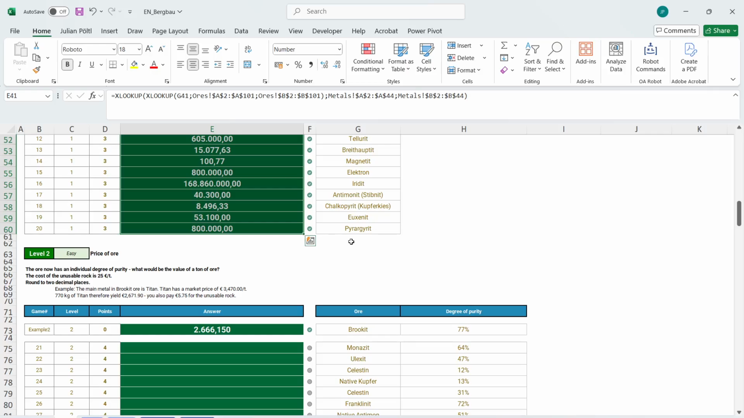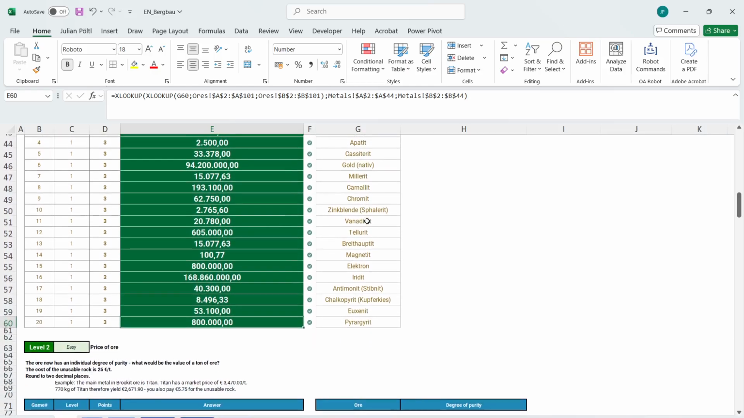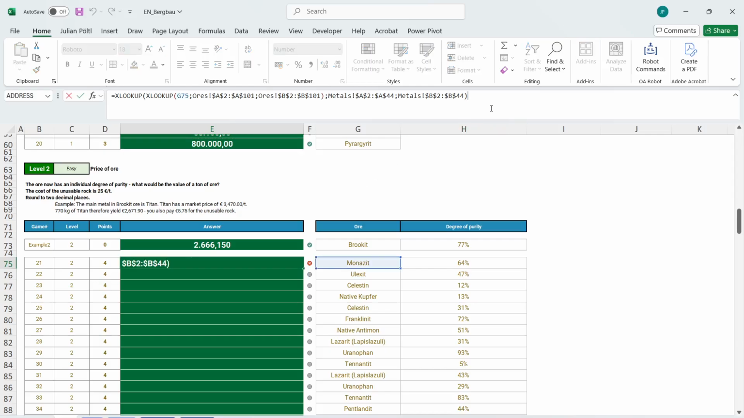Now, normally ore is not 100% main metal as used here. It's normally a mixture of unusable rock or anti-main metal. And here for example, it is 64% the main metal, minus 25, 1 minus purity.